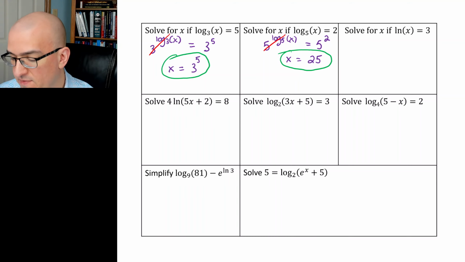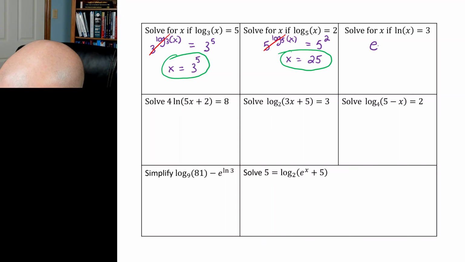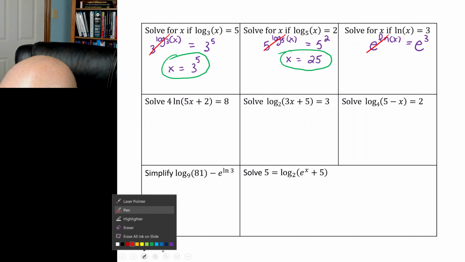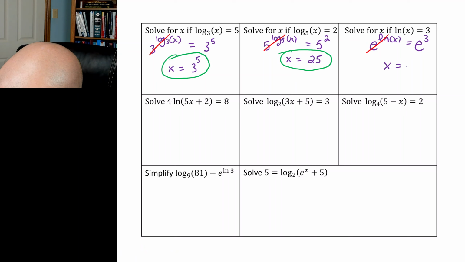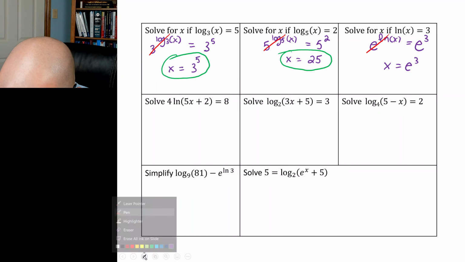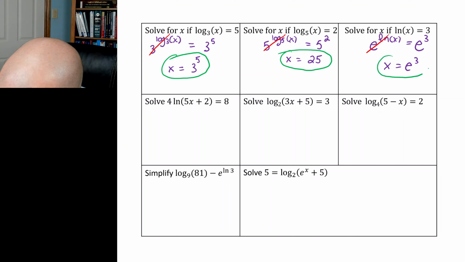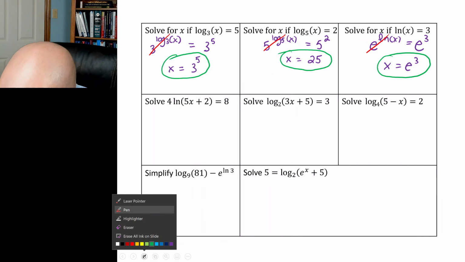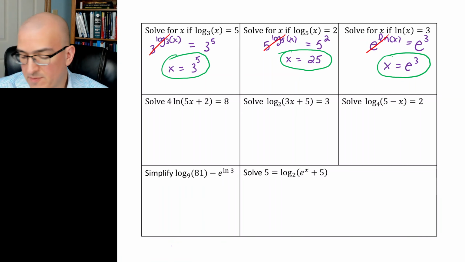Okay, next one. ln of x is equal to 3. ln, remember, means log base e. So to cancel, I'm going to exponentiate. I'm going to raise both sides as powers on the same base. I'm going to use a base of e. e to ln of x equals e to the 3. And then cancel. And that's all we can do. We can say x is equal to e to the power 3. It's a weird unending decimal number. That's okay.